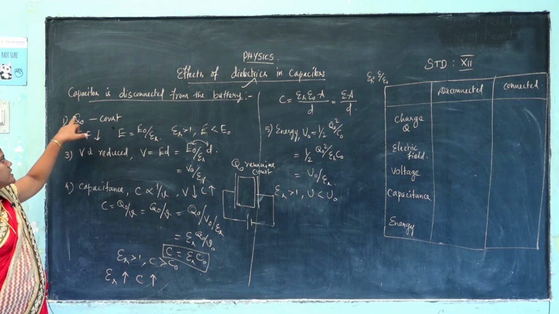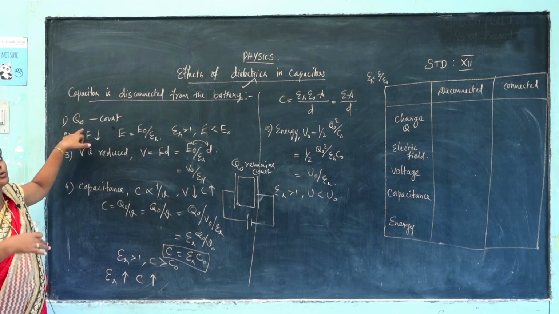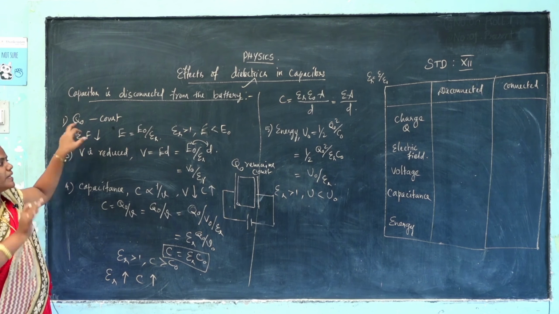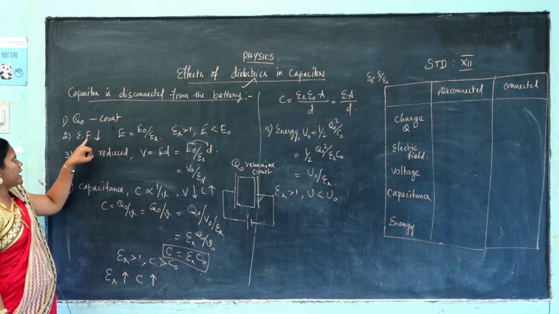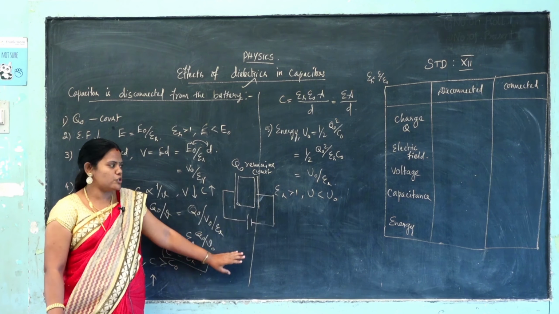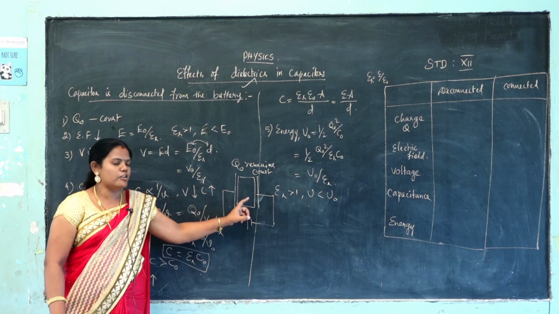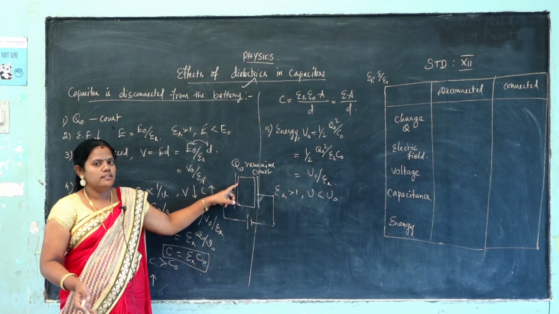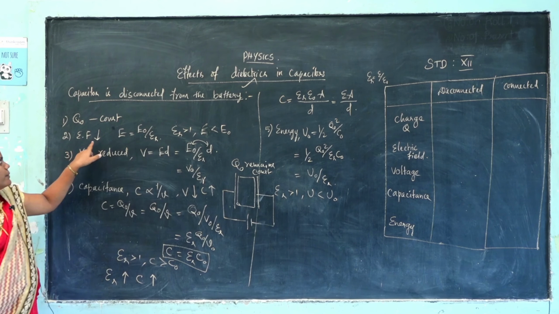So the first point is that the charge in between the two capacitor plates will be constant. And the second: you insert the dielectric and you remove the battery connection also. So will the electric field in between be reduced or increased? Reduced. So the electric field will be reduced.